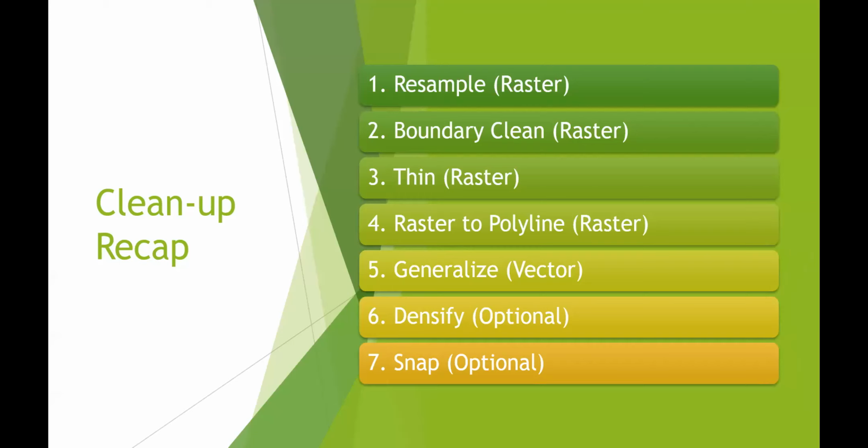So to wrap up that process, to clean up the vector data, I just run a resample, a boundary clean, thin, raster to polyline, and then once I have my vector data, just do a generalize, and that gets me about 90% of the way there as far as the final data that I need, as far as getting those service lanes.